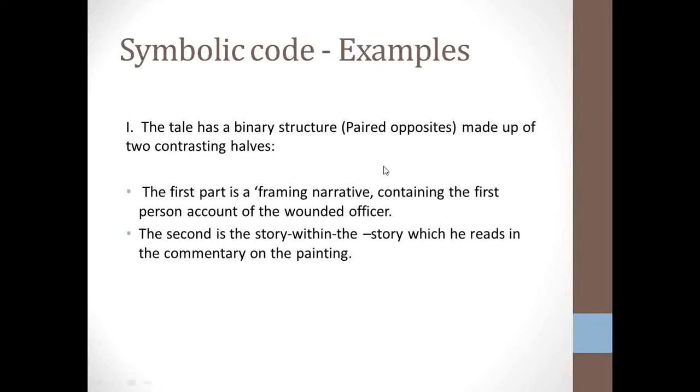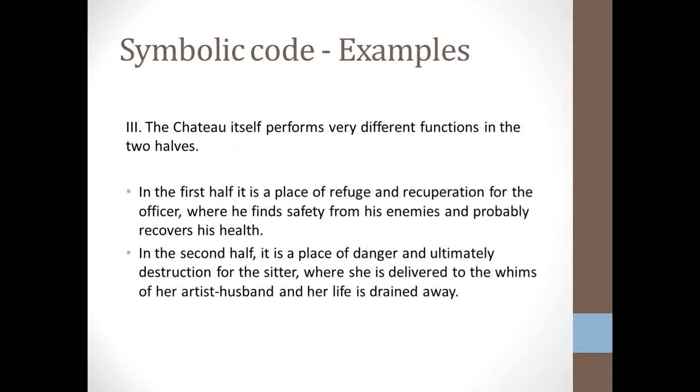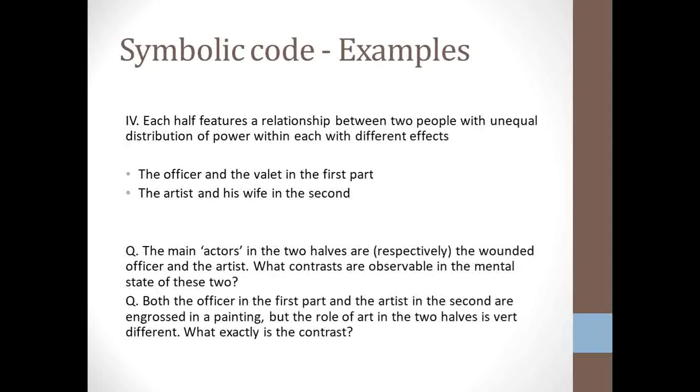First off, we saw that it had a binary structure in terms of narrative, having a frame narrative and the enclosed narrative, and then we looked at the pace of the narrative, how the first half seemed to be very leisurely, while the other half seemed to be going at a very rapid downward spiral. Then we looked at the chateau itself. The chateau seemed to serve a very different function in each half. In one case it is a place of refuge, safety, security. It denoted something cozy, whereas in the other, the chateau was a place of danger and ultimately destruction, right?